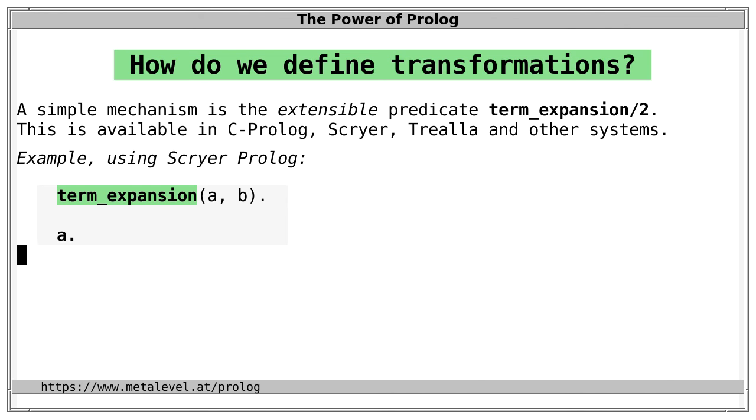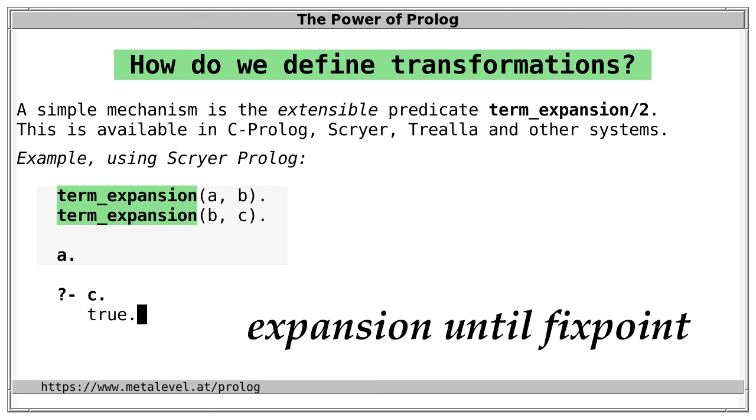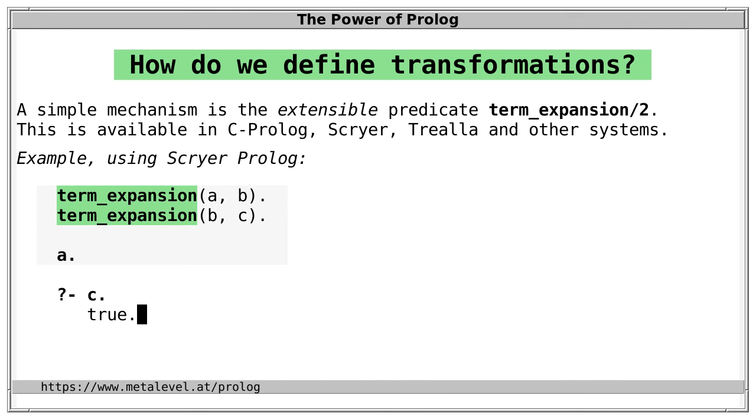Then what if there is another expansion, say B is expanded to C. And we ask, does C hold? Yes, because Scryer Prolog expands terms until a fixed point is reached. That is, no more expansions apply. In the case of this program, the fact A is expanded to B, and then B is expanded to C.